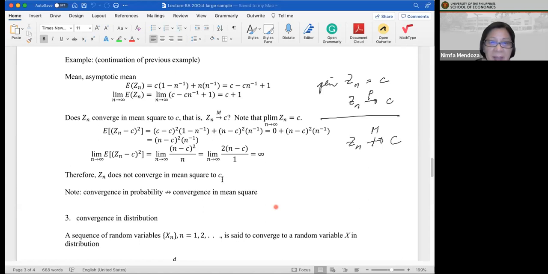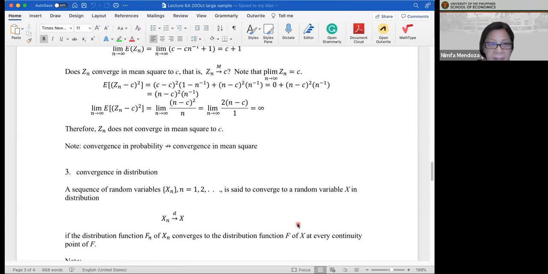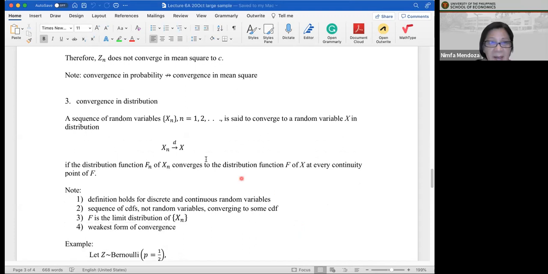So note that the convergence concepts are not equivalent. Convergence in probability does not imply convergence in mean square. So from this example, we can infer convergence in probability does not imply convergence in mean square. Now let's go to convergence in distribution. So the notation for convergence in distribution is this.